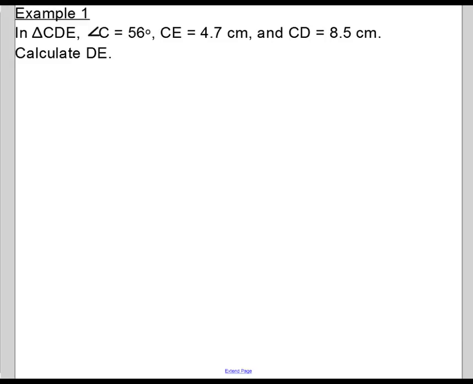Probably won't cause any issues in the end when you're calculating, but you can use a protractor and ruler just to make it somewhat to scale. 56 degrees, I'm just going to estimate here, is angle C. I really don't know how long that side is, so I'll leave the angle carved out at 56 degrees. 4.7 centimeters, this is obviously not to scale, but relatively I'm going to make the bottom CE, and let's suppose this is 4.7.